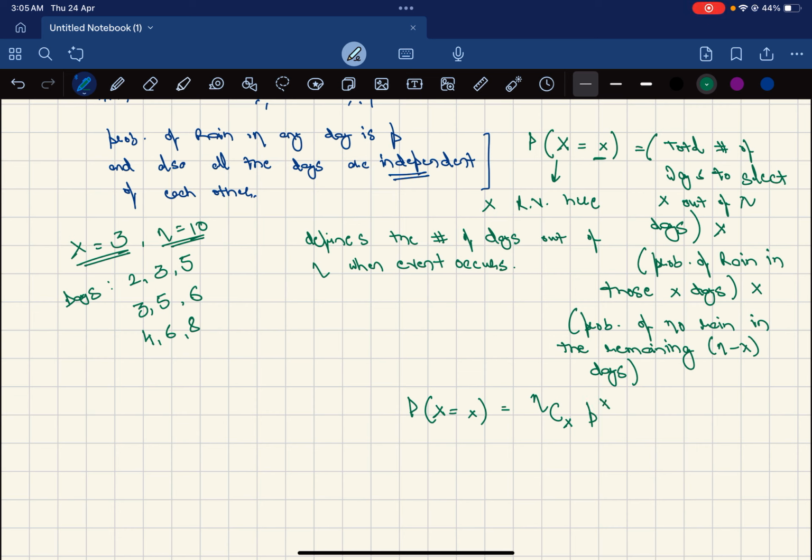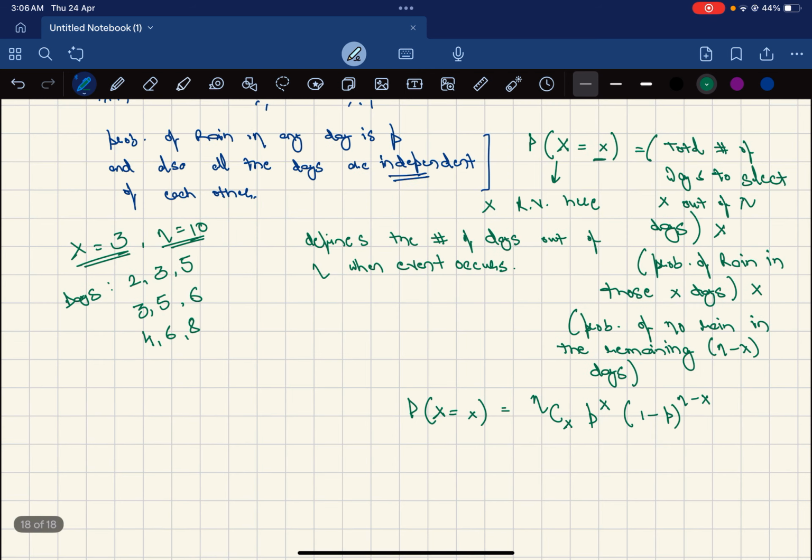So this becomes p raised to power x, and the probability of no rain in the remaining n minus x days would be 1 minus p raised to power n minus x, because the probability of rain on any day is p, therefore the probability of no rain in any of those days would be 1 minus p, and there is no rain in n minus x total days. So we raise the power of 1 minus p to n minus x, and for rain days we have p raised to power x here. So this is called the probability mass function for a binomial distribution.